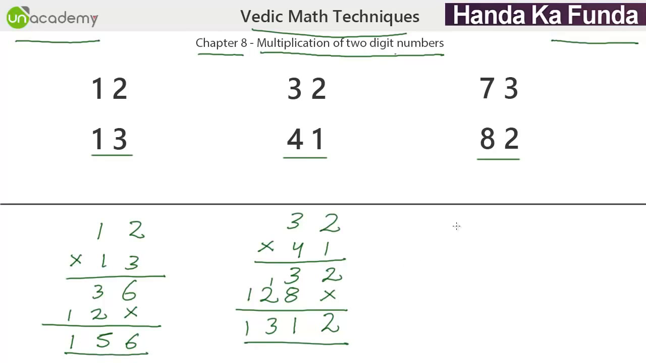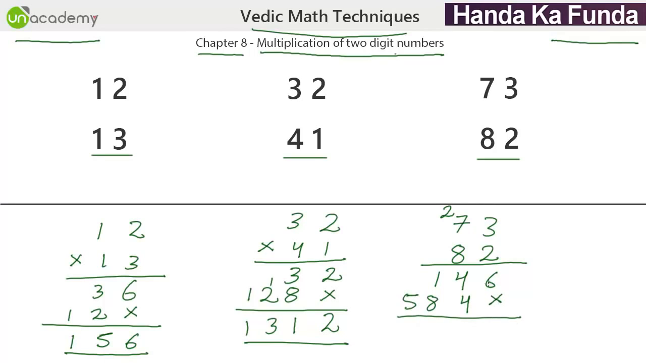And now let's look at the one which is the most complicated. Well, relatively the most complicated. 73 into 82. So 2 into 3 is 6. 2 into 7 is 14. So I write down 146, put a cross sign. Now I multiply with 8. 8 into 3 is 24. So 4 and a carryover of 2. 8 into 7 is 56. 56 and 2 is 58.